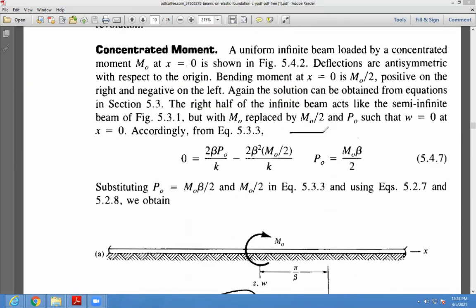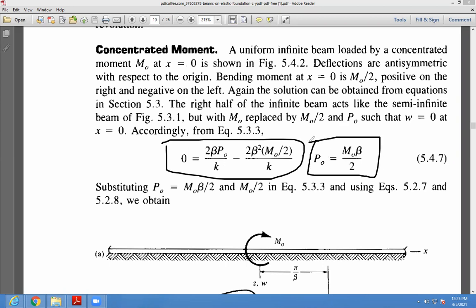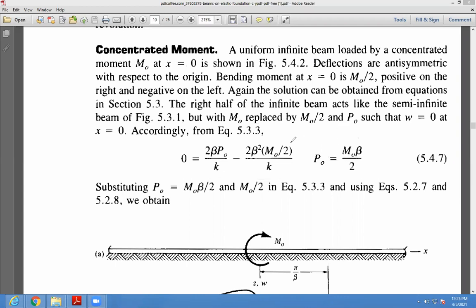Now M naught is replaced by M naught by 2 and P naught, such that deflection is 0 at x equal to 0. According to this, we use the equation of deflection and put the value of W as 0. So we get P naught is equal to M naught beta by 2. So putting the value of P naught equal to M naught beta by 2 and M naught equal to M naught by 2.